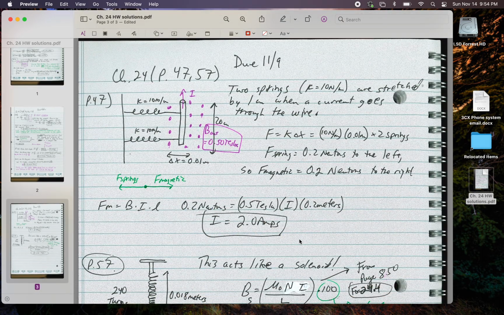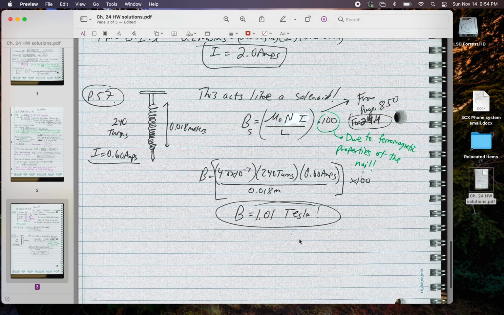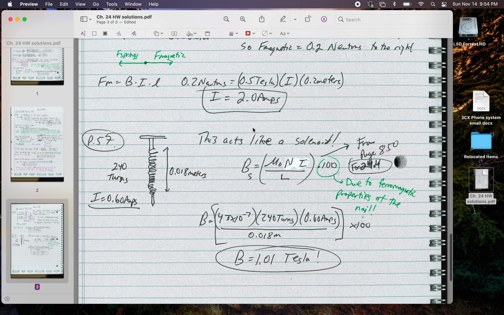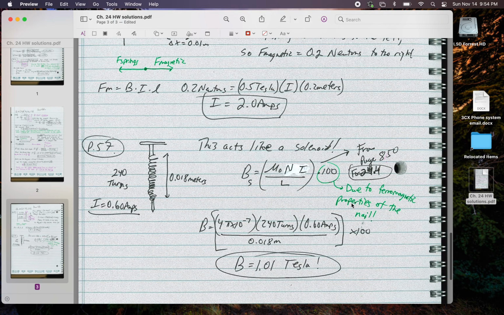Chapter 24, problems 47 and 57. 57 was another one. We dealt with the formula of a solenoid. That's on page, I guess it's page 850.